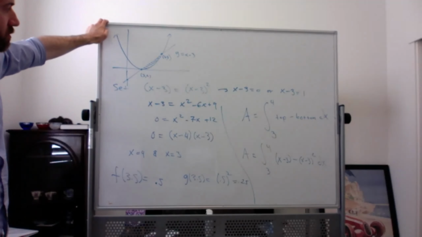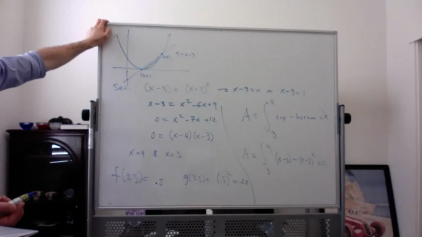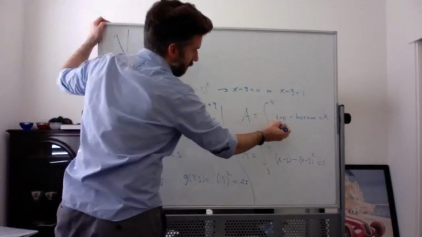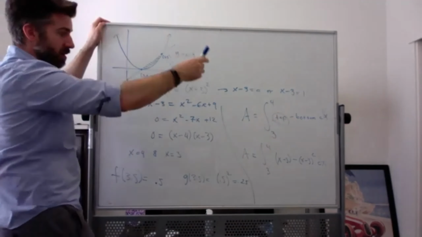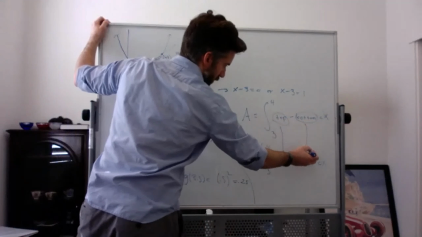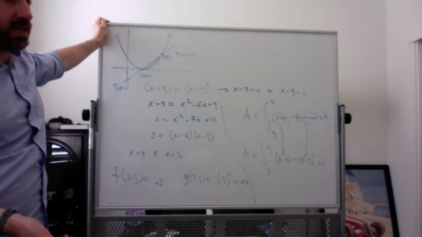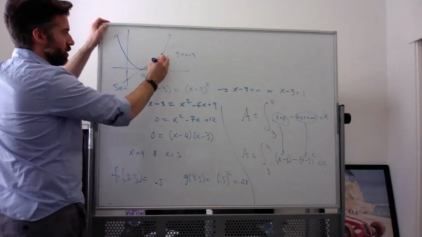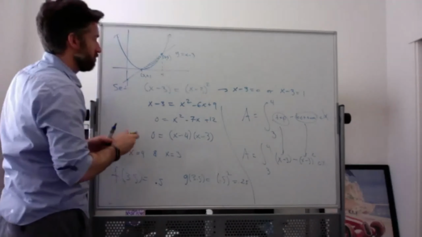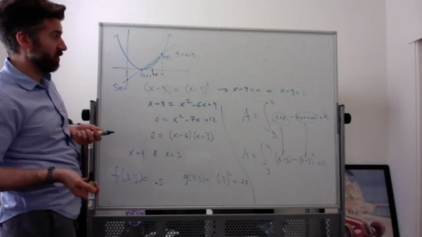Why did you plug in the 3.5? I plugged in 3.5 because, here's the thing, if I had drawn the graph, I would have seen that the top function is the line y equals x minus 3, and the bottom function is the parabola y equals x minus 3 squared. But I didn't want to graph it. So instead I said, I'm going to pick a point in between 3 and 4, because that's where they intersect, and I'm going to pick the point 3.5.